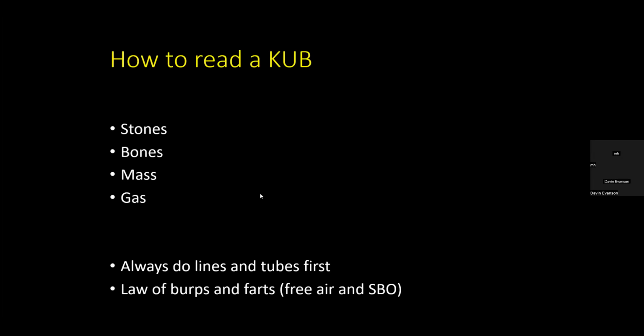So how to read a KUB. Stones, bones, mass, and gas. Again, always do lines and tubes first. And we have to remember the law of burps and farts. Air will rise. So it's very important to know how the study was done. Was it upright or supine? If it was done upright, free air will be under the diaphragm. And you'll have air fluid levels for small bowel obstruction on the upright films.